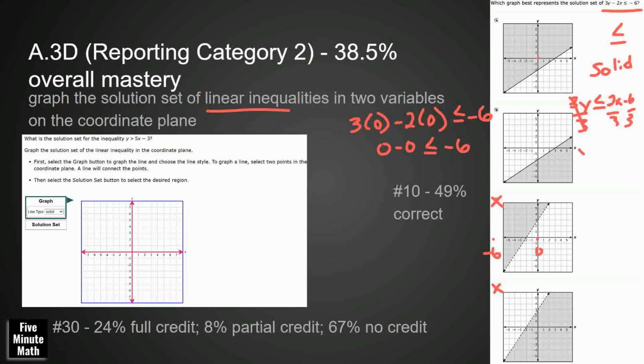And you can get it like this if you really want to look at it like this. y equals 2/3 x minus 2. And I misspoke. It's 0 is not a part of it. Therefore, we're going to choose B.